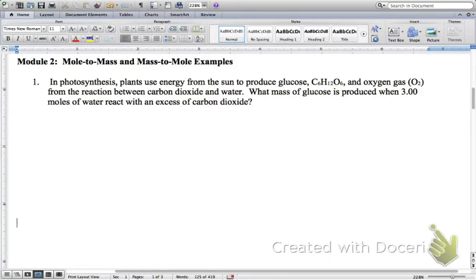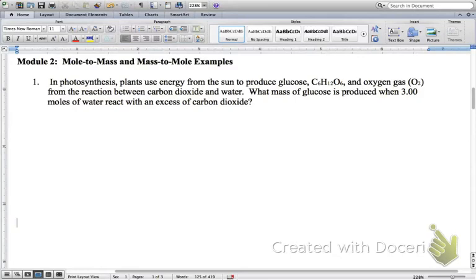Again, the first thing that I told you, when we start any of these problems, we have to start with what? We have to start with a balanced chemical equation. You got it, Savannah. Okay? So right here it says, in photosynthesis, plants use energy from the sun to produce glucose, which has the chemical formula C6H12O6, as well as oxygen gas, O2, from the reaction between carbon dioxide and water.